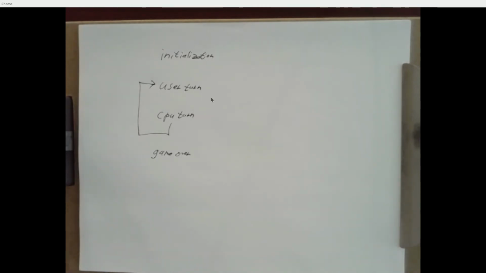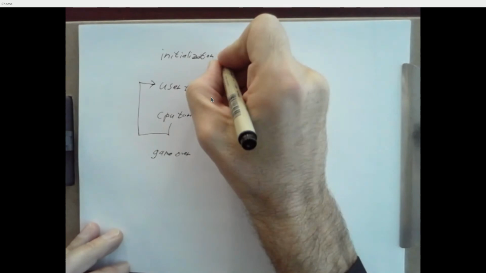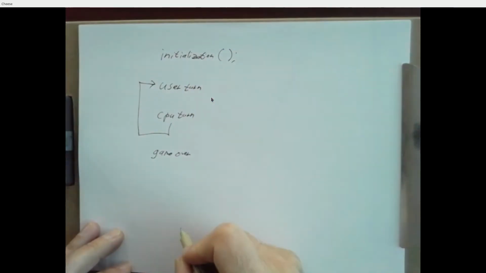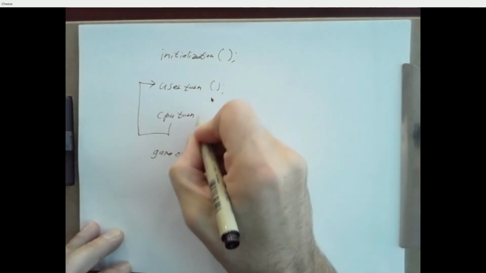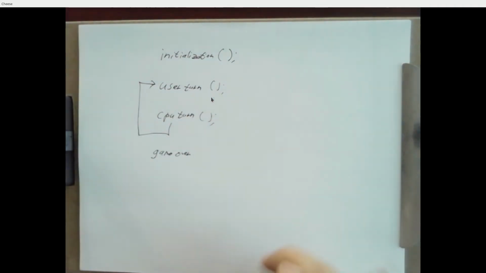Do whatever you have to do to announce the game's over, say who won, right? I can write this in 4 lines of code, okay? But those lines are going to be function calls which say, do my initialization. And this might be a while loop that says something like, while the number of sticks is bigger than 0, do the user turn, do the CPU turn. And then when we're done, do whatever we need for the game over.